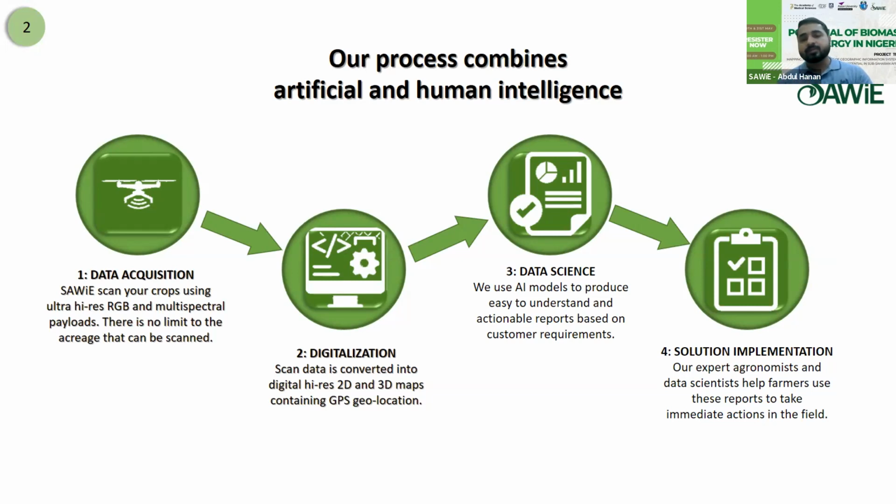The third one is data science. Data science is the most important component in our organization. We have already developed AI models and machine learning models which can acquire and compile the data sets, and the end goal is solution implementation for the farmers, so that farmers can easily access the technology and easily make decisions on their farms.